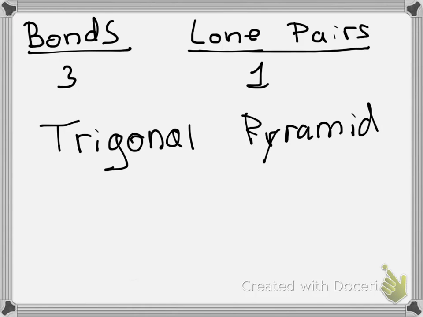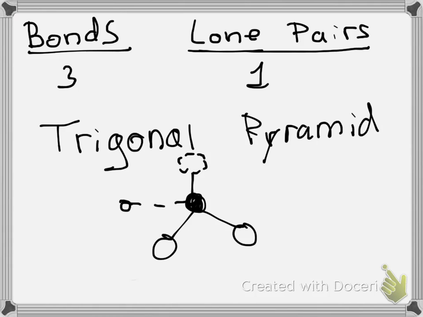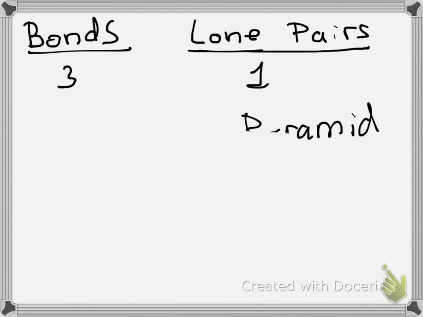And this one would be drawn like this, a central atom in the middle. And then we have an atom out there, a bond right here, a bond right here, and then we have a lone pair right here. So this one makes it polar because it's clearly not even.